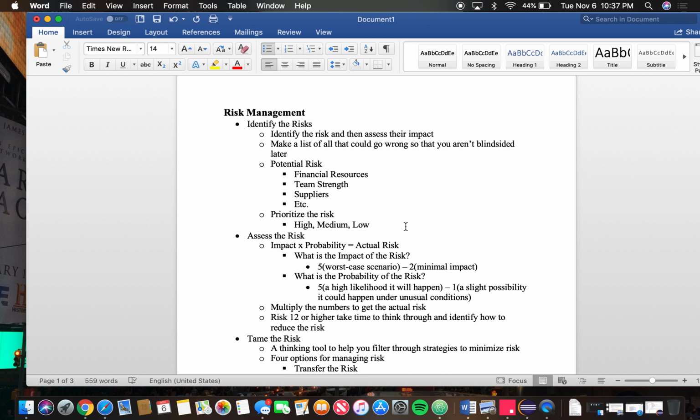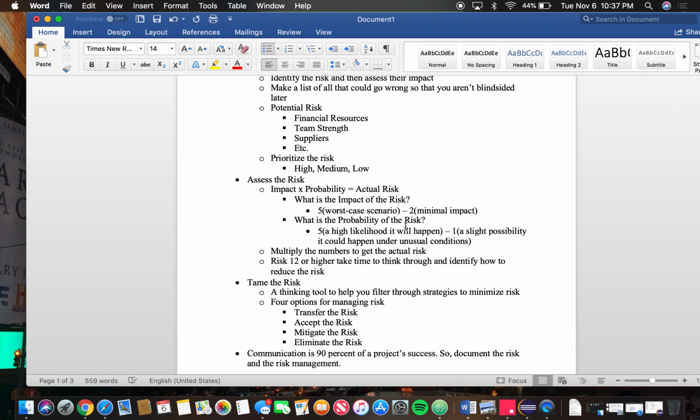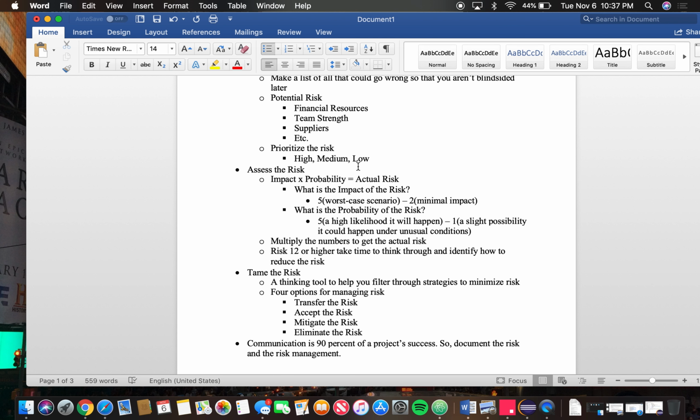So then after you identify the risk, you assess the risk. So this is impact times probability equals the actual risk. What is the impact of the risk? So that's a 5 to 2 scale. One would be that there's no impact of the risk, meaning it's not a risk. So a 5 would be worst case scenario, and then a 2 would be minimal impact.